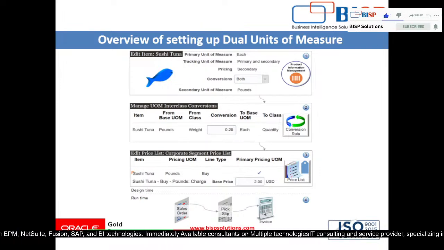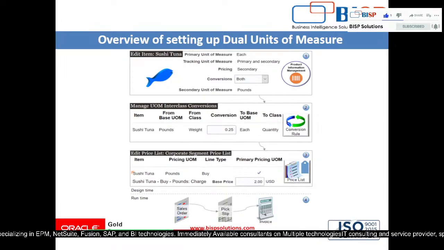You can see on the screen the unit of measure, the primary unit of measure, that is each. This primary unit of measure is the unit of measure that you use to stock and sell the item. You already know that stock is maintained in inventory, so for that inventory you can set your unit of measure as each.